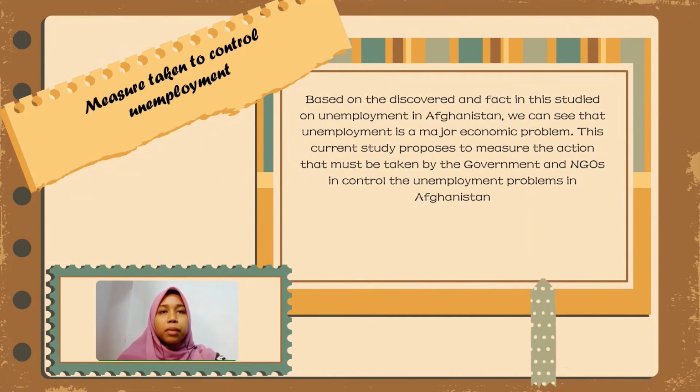Next, we go to the measures taken by the government and NGOs to control the unemployment problem in Afghanistan. Based on the findings and facts in the study on the unemployment problem in Afghanistan, we can see that unemployment is actually a major economic problem in Afghanistan. So, this current study proposes to measure the actions that must be taken by the government and NGOs to control the unemployment problem in Afghanistan.